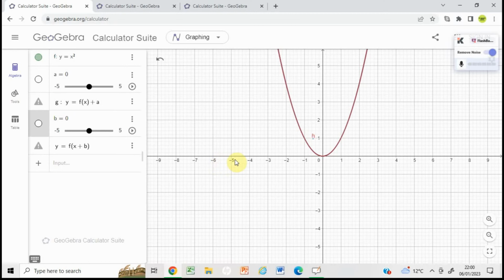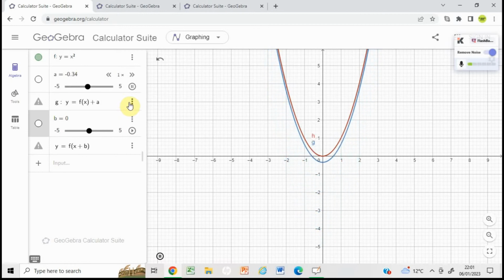So here we have a graph of y equals x squared. That's the red graph here. Now we're going to see what happens when we have the function f of x plus a. As a is positive, the graph moves up because we are adding a positive number to the y coordinate, so it moves up. And as a is negative, the graph comes down because we are taking away a number.